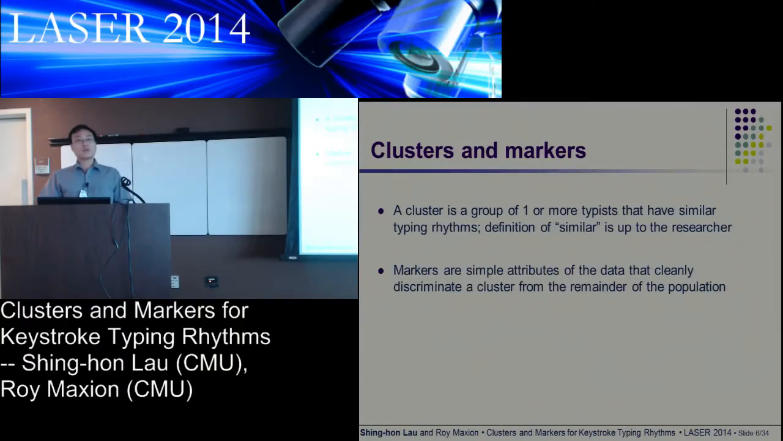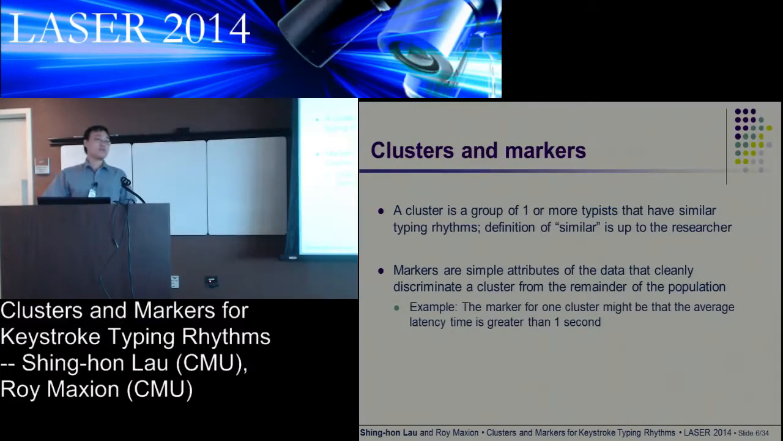When I talk about a marker, what I mean is some simple attribute of the data that cleanly discriminates a cluster from the remainder of the population. So it's critical that it is both simple so that you can readily understand it, and it's important that it perfectly discriminates the population.